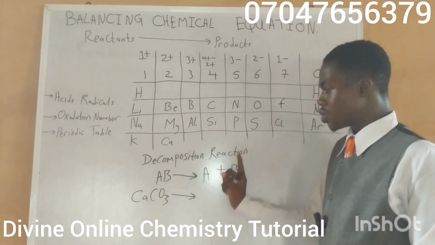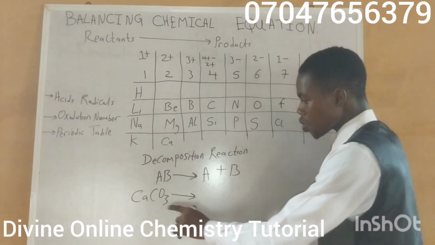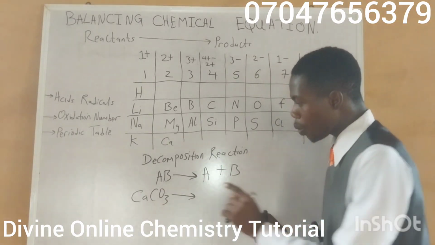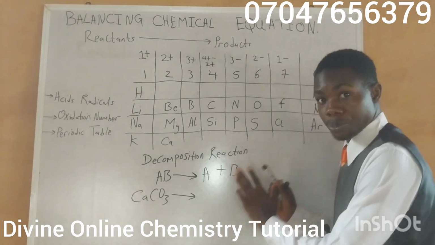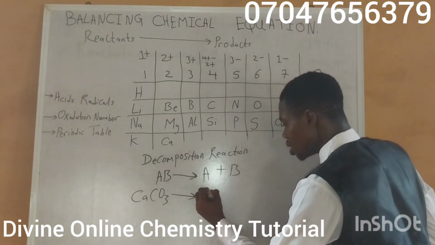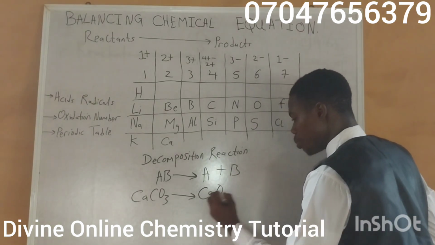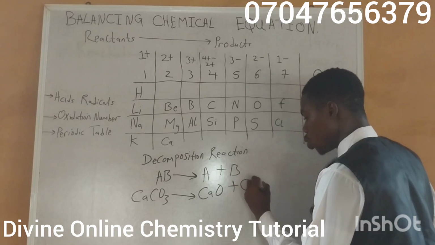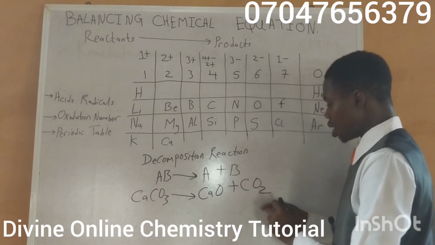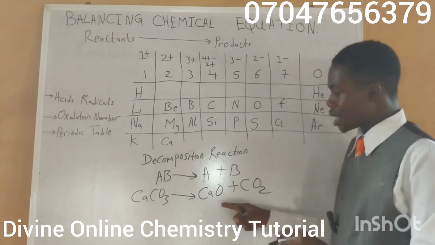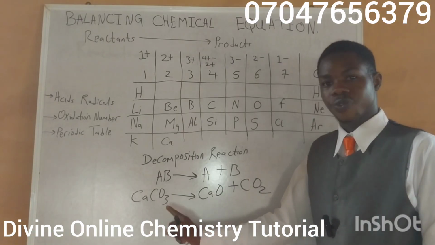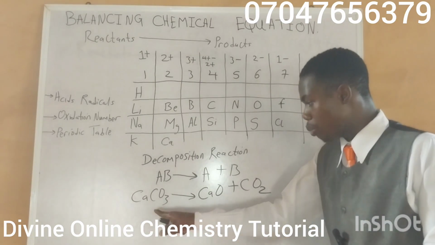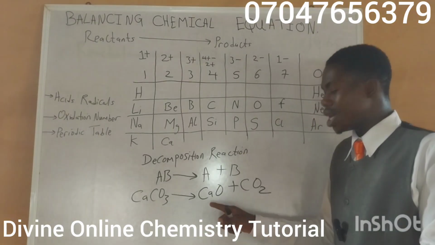It's already a decomposition reaction. So now, please take note that when calcium trioxocarbonate(IV) decomposes, these are the products that are formed. It forms CaO, which is calcium oxide, plus CO2, which is carbon(IV) oxide. These are the products that are formed when calcium trioxocarbonate(IV), also known as limestone, decomposes. The product that is formed is what?